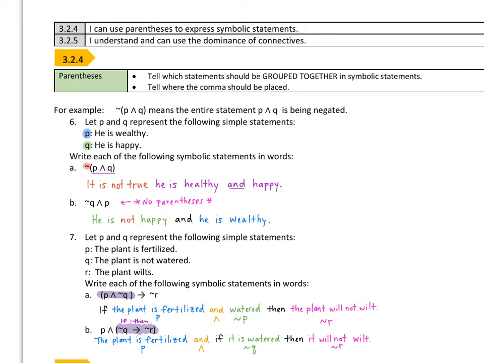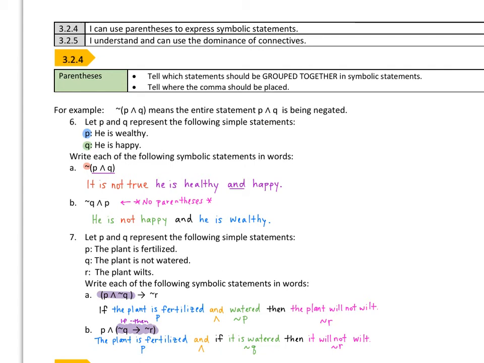Okay, so for our first example, notice we have parentheses around the P and the Q, and that negation, that not symbol, is out front, okay? It means this entire statement is being negated, all right? So that's kind of key here.